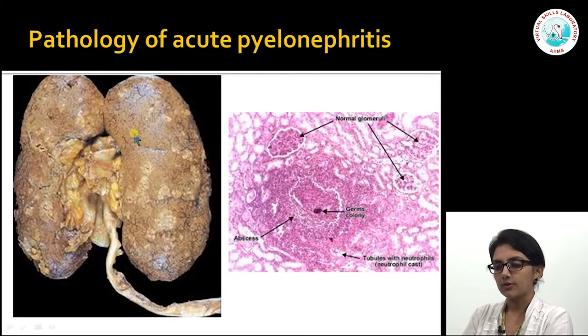On gross examination, here we have a case of pyelonephritis, which most likely had a hematogenous route of spread, and you can see these mealy abscesses. So what would be the gross appearance of an acute pyelonephritis? Here in this image, you can see a case in which there was most likely hematogenous spread and the seeding of these small abscesses, which you can also note on microscopy, with bacteria in the center of the abscess.